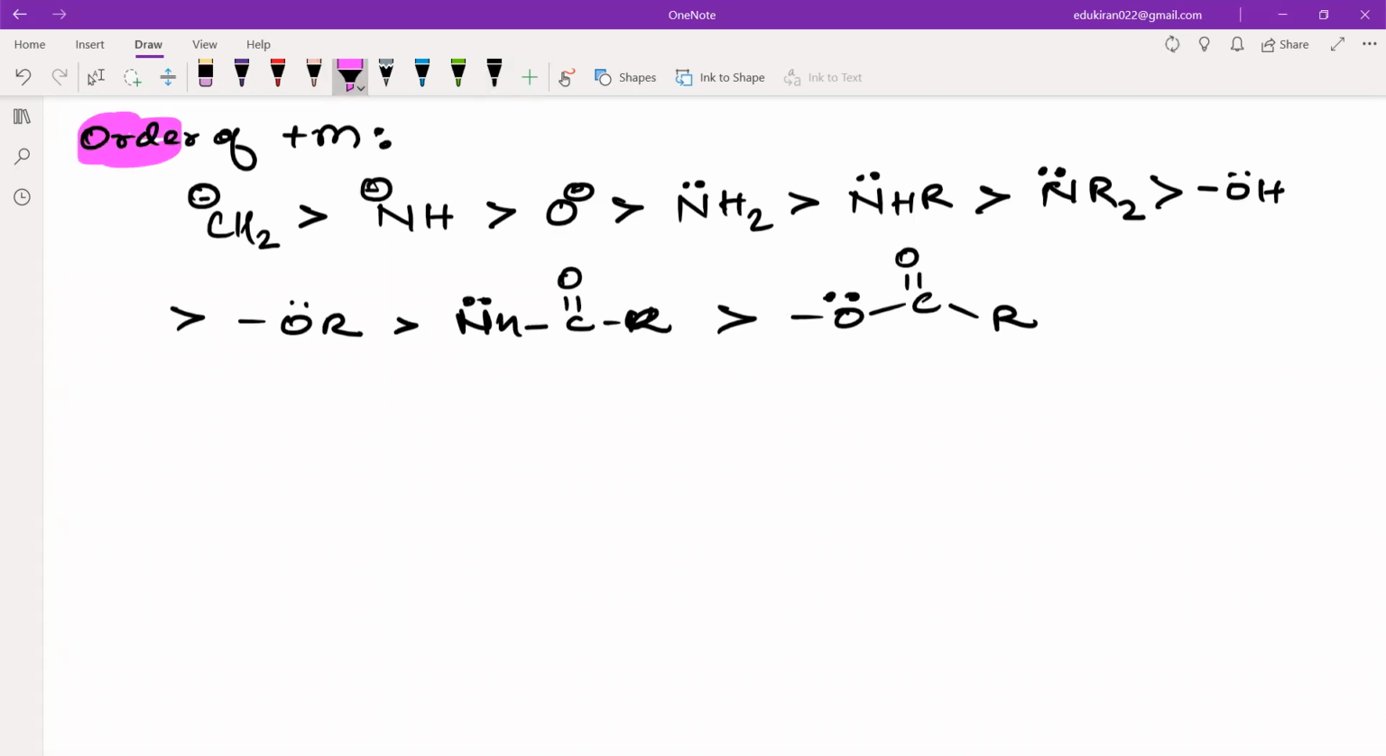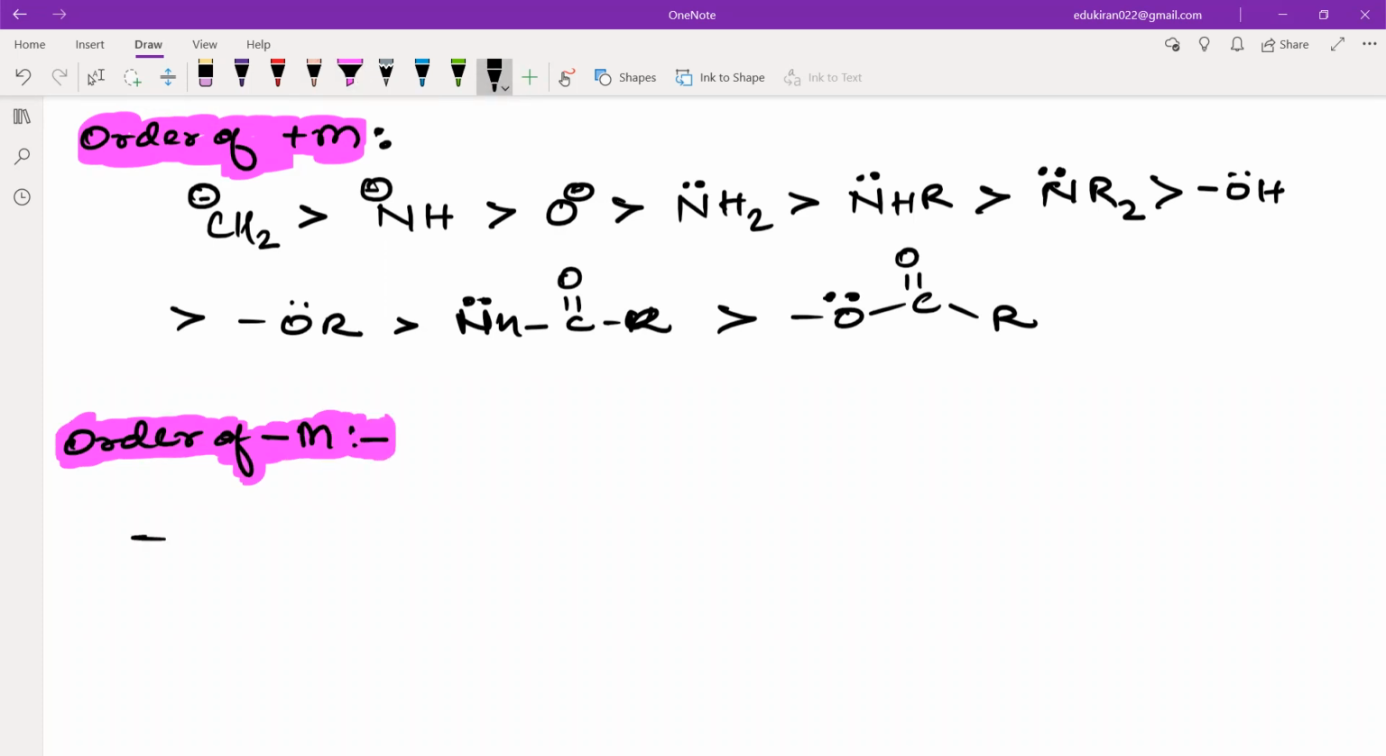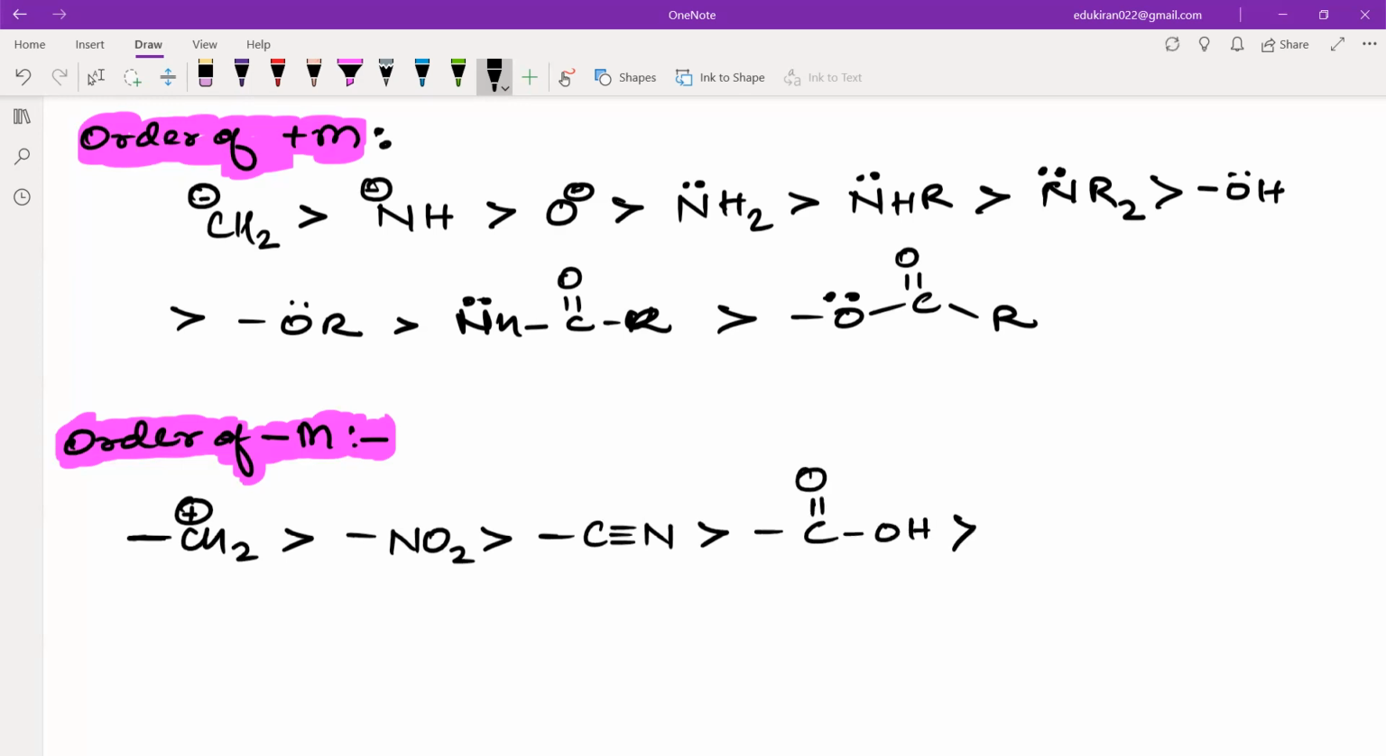Then write the order of minus M. First of all, you will be having the positively charged, that is CH2 positive, followed by NO2, followed by CN, carboxylic acid, the ketonic group, the aldehyde group.